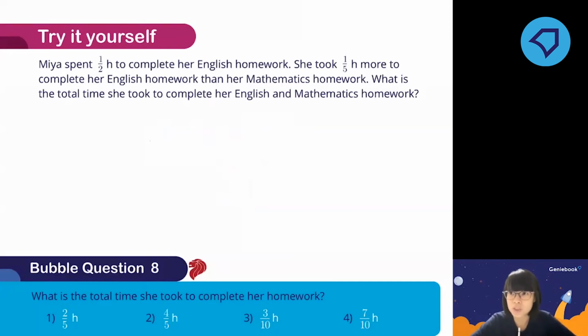Okay, so read the question carefully. She spent a certain amount of time to complete her English homework. She spent a certain amount of time to complete her maths homework. So based on the second sentence alone, identify, did she take longer to finish her English homework or did she take longer to finish her mathematics homework? From there, find how long did she take to do her maths homework and then find the total time she took to complete both homeworks.